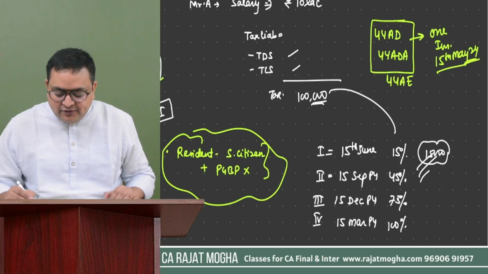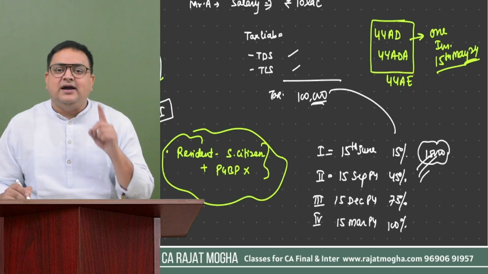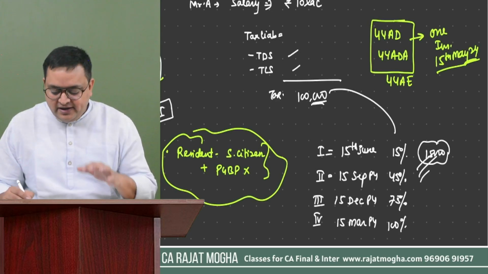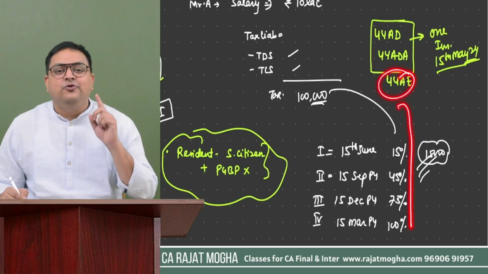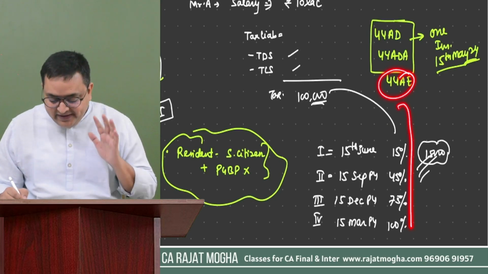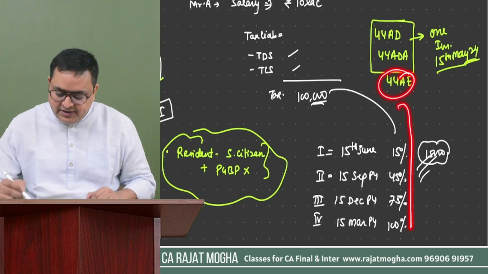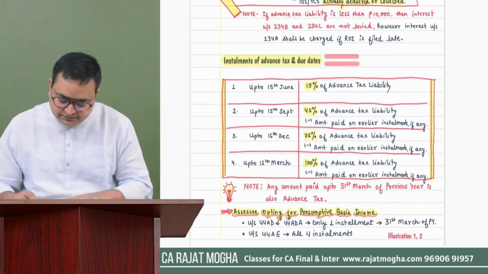But if the person is following 44AE, that is for goods carriage vehicle, right? In that case, all four installments will be levied. In that case, all four installments will be applicable. Please remember this. This is something very important. I have written this also in the book.